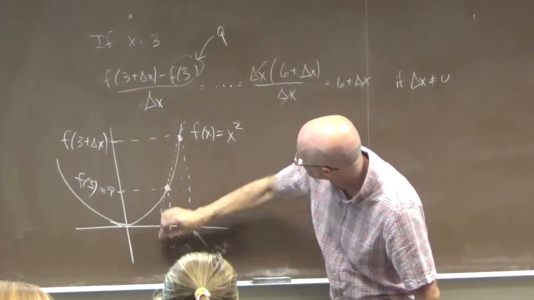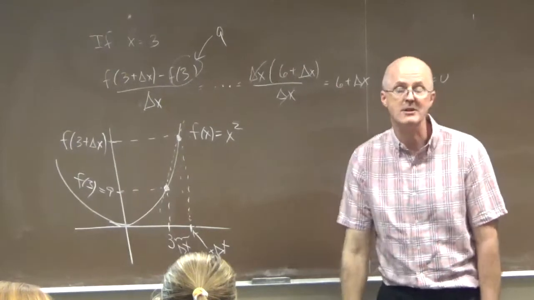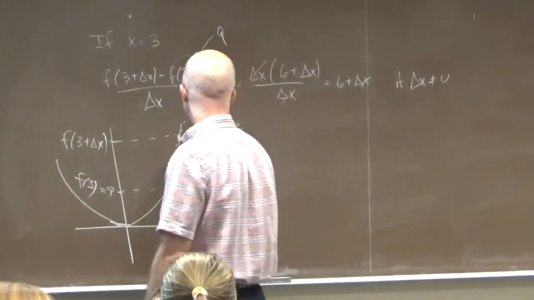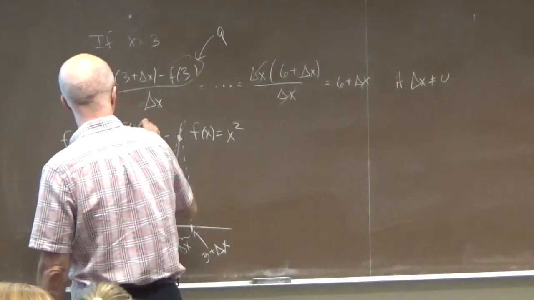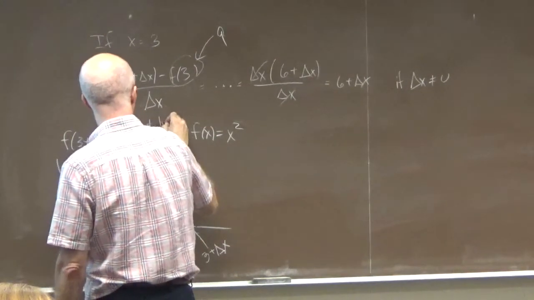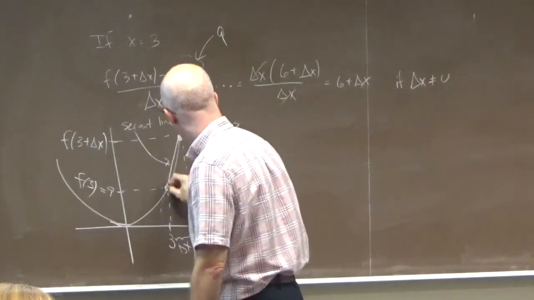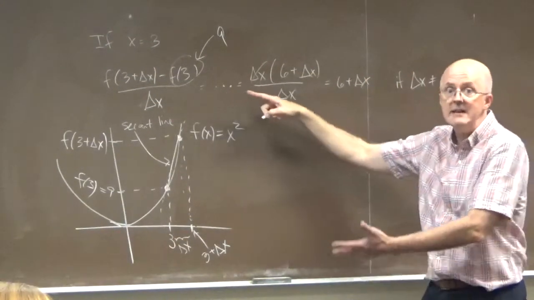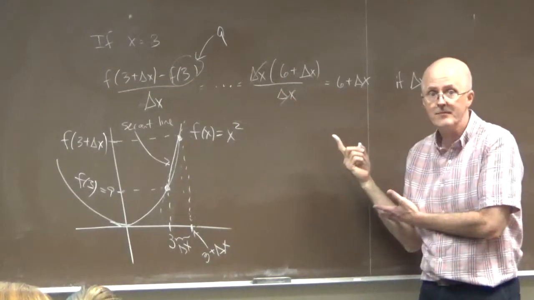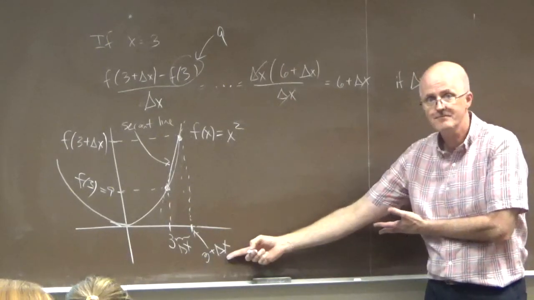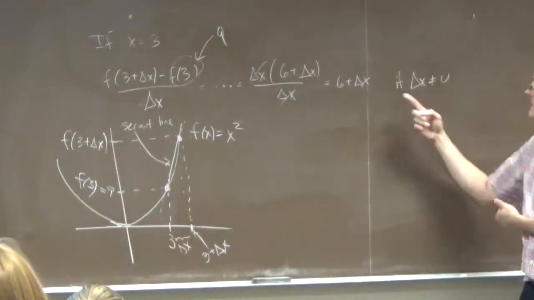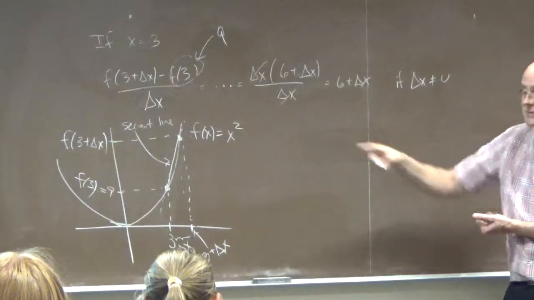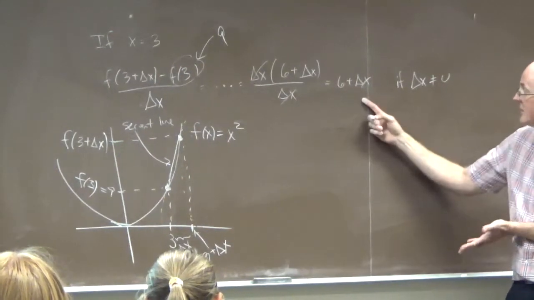A line connecting 2 points on a curve has got a special name. It's called a secant. It's called a secant line. Right there. And this calculation that I just did gives you its slope, as long as delta x is something non-zero. Its slope is 6 plus delta x. So if delta x is 1, its slope is 7. If delta x is 2, its slope is 8.